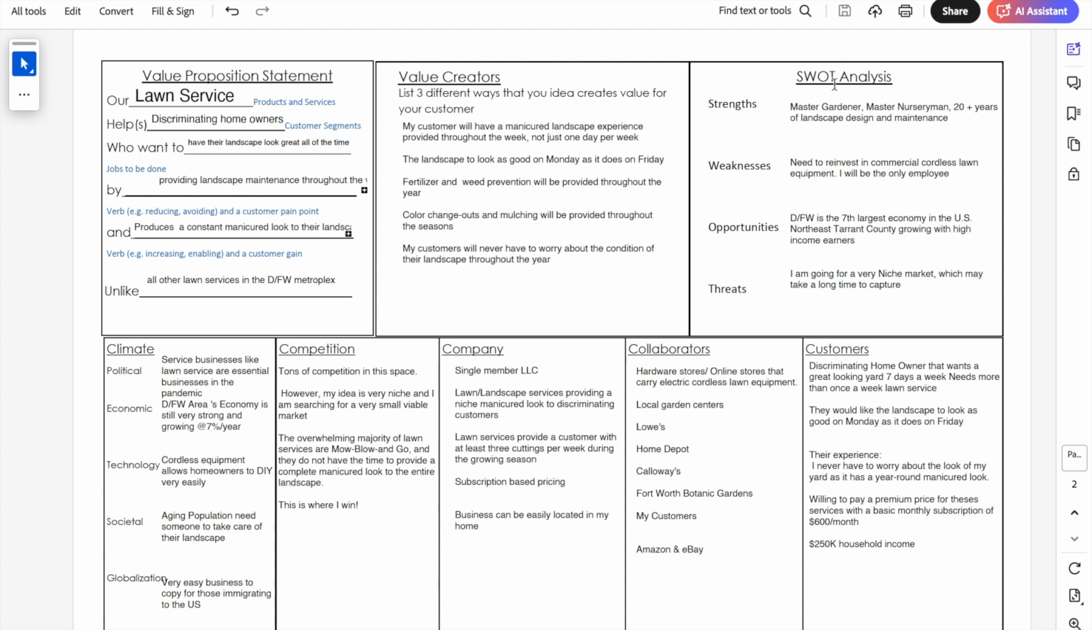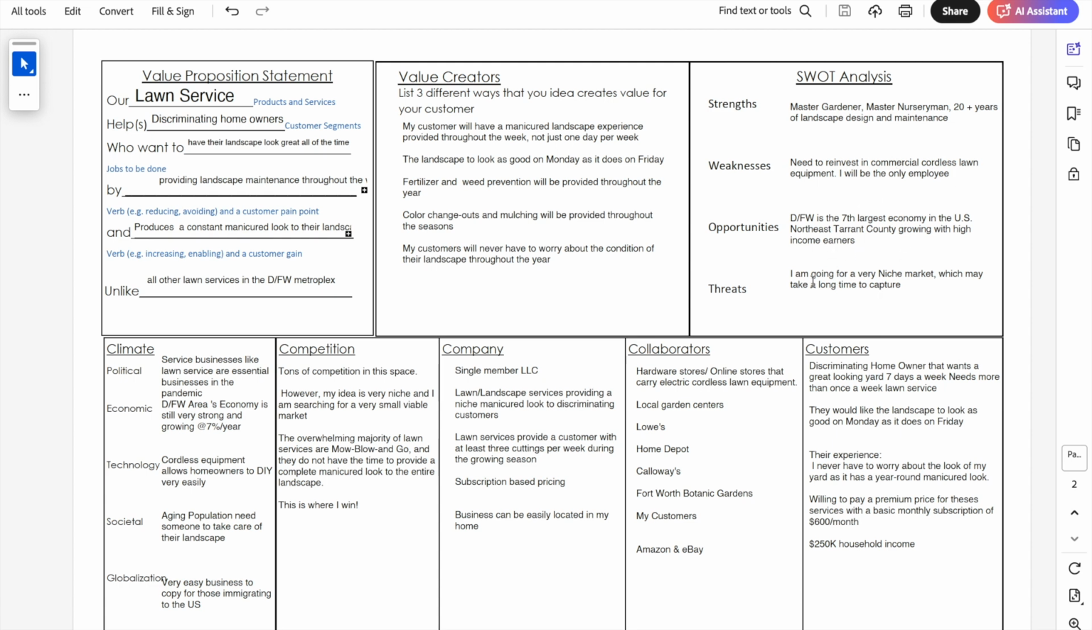You want to always do strengths and weaknesses. I've got some strengths up here, I do certainly. We'll always have weaknesses. I'm going to be the only person doing this. I may or may not want someone else working with me because I'm going to give them a full manicured look. And again, it's something I enjoy doing.